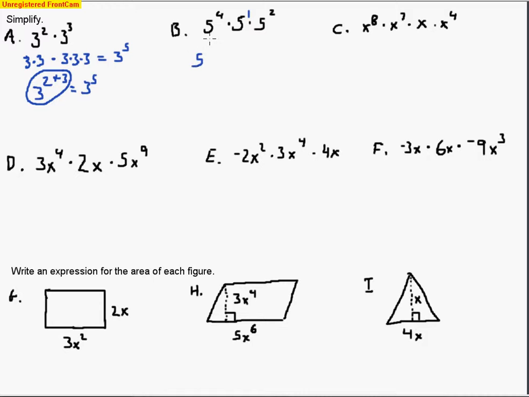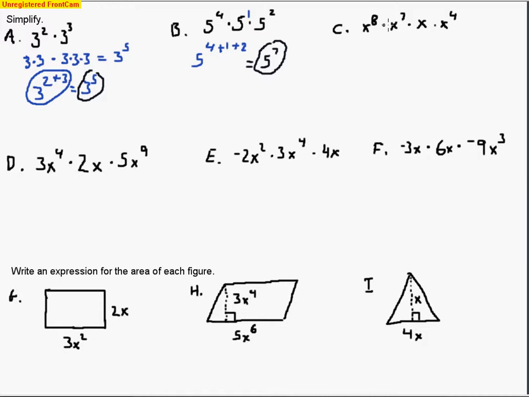5 is the base, that doesn't change, just like here, the 3's didn't change. But we have 4 5's, we have 1 5, and we have 2 5's. We're just going to add up all those 5's and see how many that makes. Again, the base doesn't change, it's just the exponents. So 4 and 1 make 5, 2 more make 7. So 5 to the 7th power.